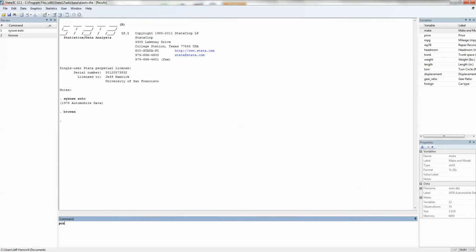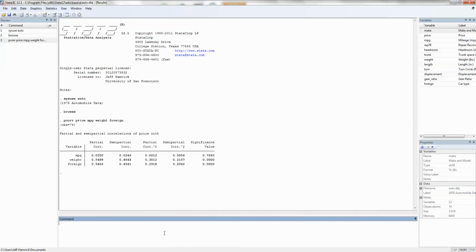The command of interest is actually pcor, and let's say I want to compute the partial correlation between price and then respectively miles per gallon, weight, and the foreign indicator variable. So if I execute this, here's the output. What have we generated here?